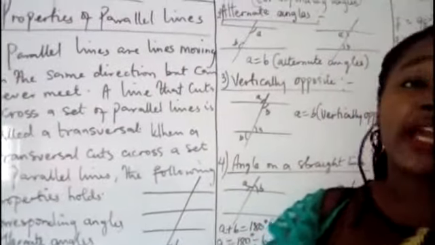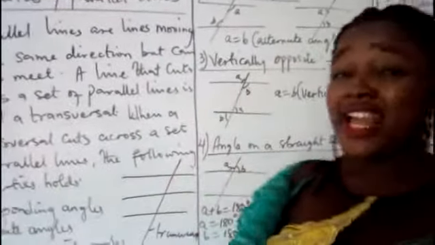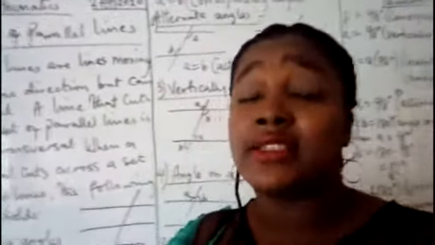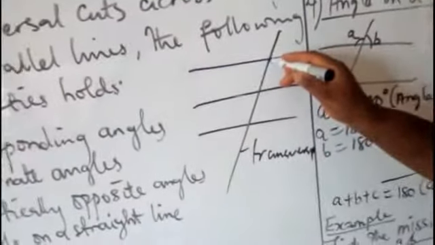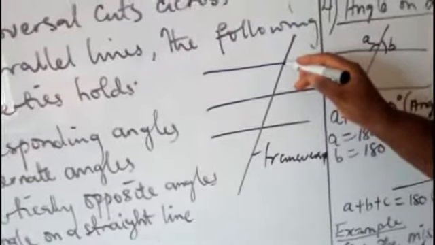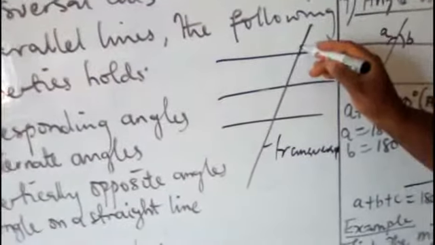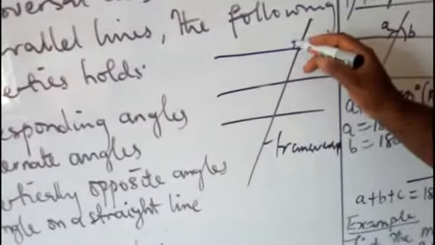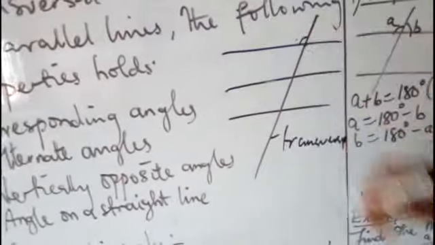We treated angles. I told you that an angle is the space between two lines. That the point where two lines meet is called a vertex. When these two lines, this line and this line, meet, the point where they meet is called the vertex. Then the space between the lines is what we call an angle. I have told you that.